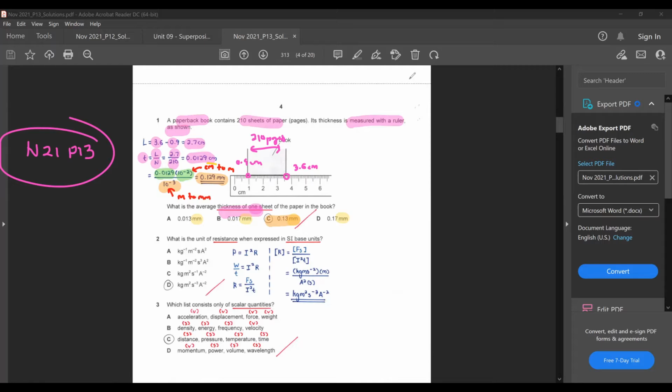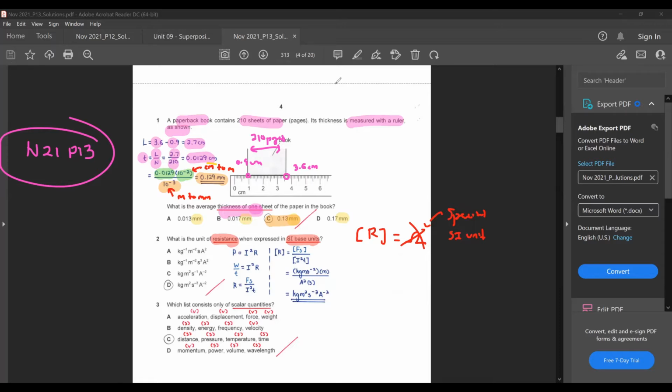Now, number 2. What is the unit of resistance when expressed in SI base units? We know that the unit of resistance is ohm. This is actually the special SI unit, but the question wants base units, so we cannot say that it's just ohm. We need to express it in terms of SI base units.